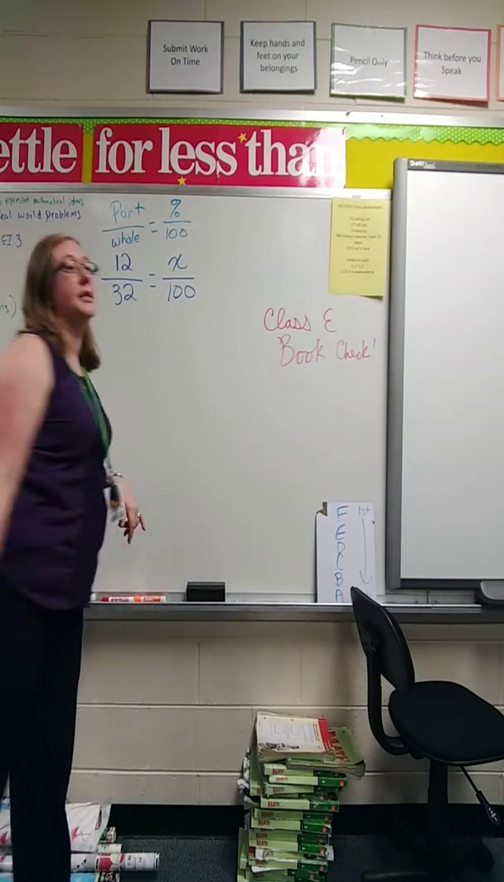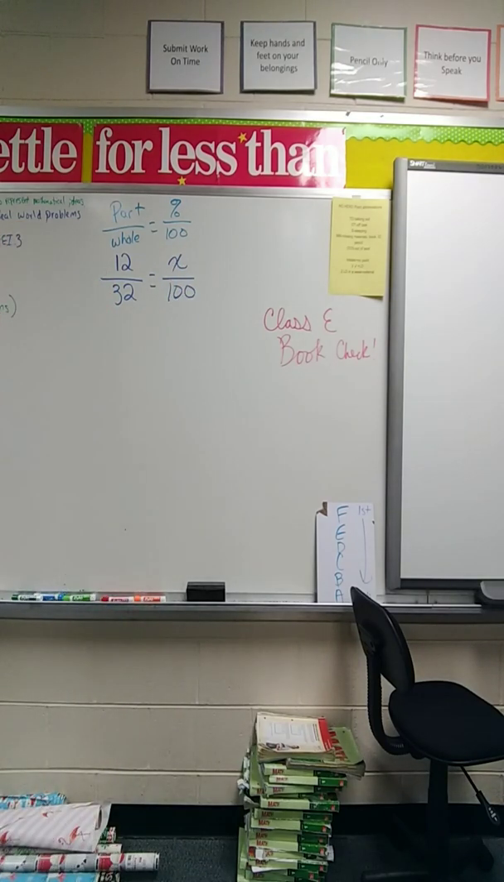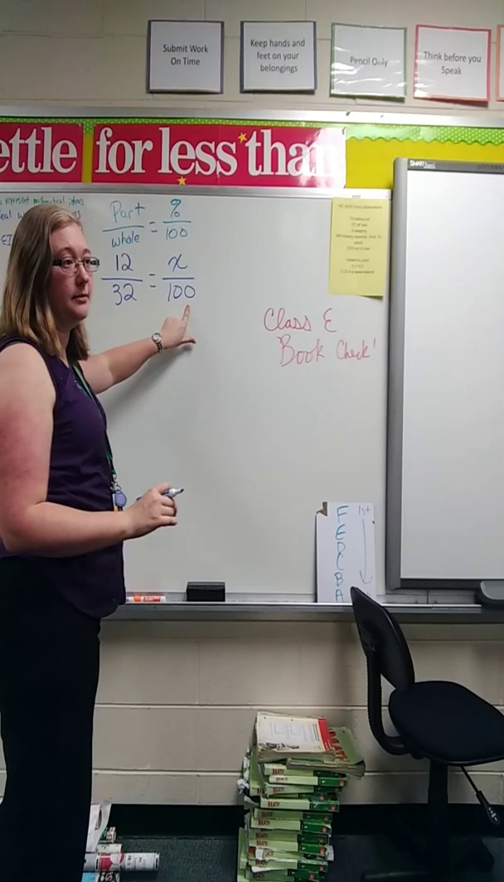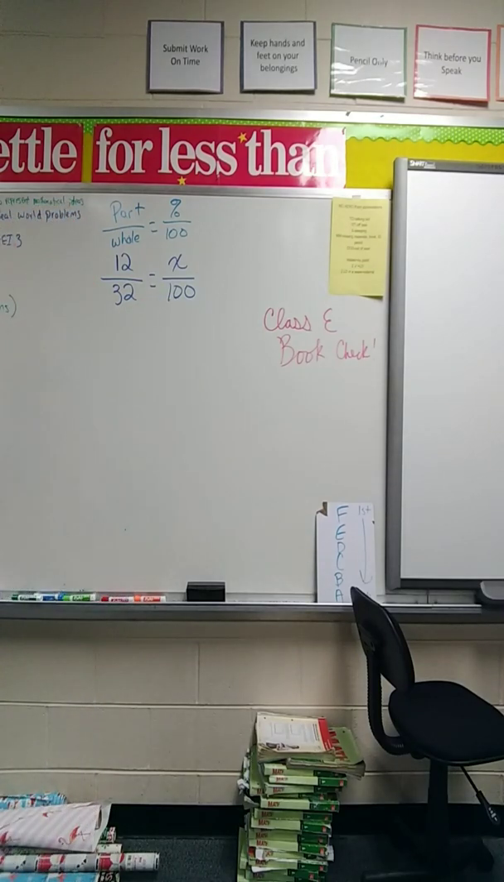The 100 is a constant because percent means per 100. So that part's not going to change. You're always going to have 100 here. Alright? Now, I've got a proportion. I've got a piece of information missing. What do I do? Raise hands. Go ahead. Cross multiply. I cross multiply.